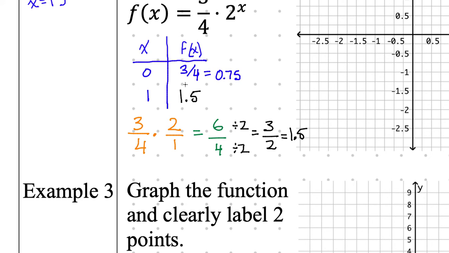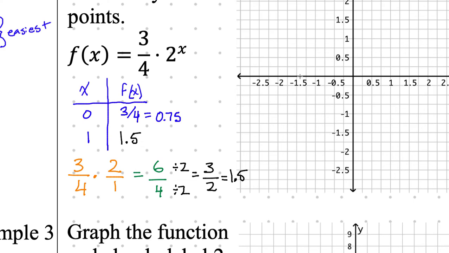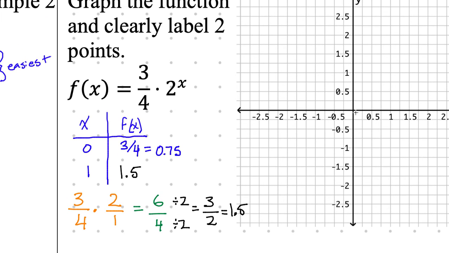Okay, well, now graph these, right? So an x coordinate of 0, y coordinate of 0.75, where's 0.75? So 0 means I don't move left or right and then go up 0.75. My first point is right here. And I could have done that just by looking at the equation, right? This equation says, hey, your start value, your initial value, your y-intercept is 3/4. And I'm like, oh, 3/4, that's 0.75, boom, done.